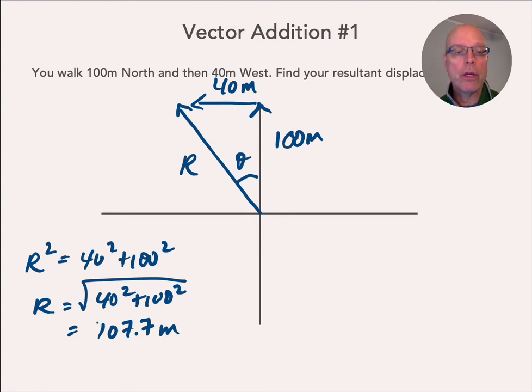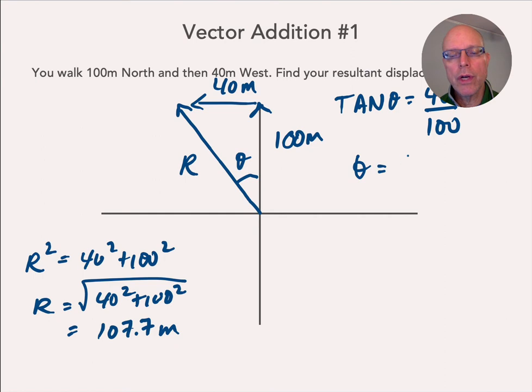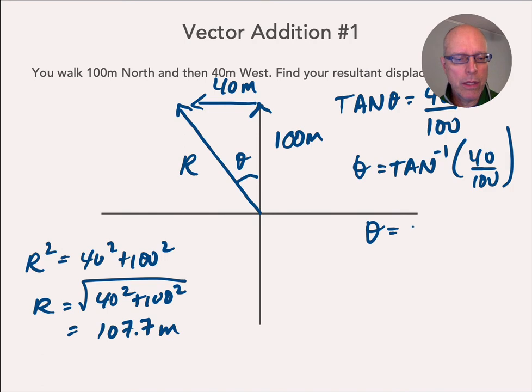The sine and cosine are going to use this hypotenuse, and that's fine. You can do it as long as you show your work. But I'm going to use tangent of theta equals opposite over adjacent. So we know that opposite is 40, adjacent here is 100, and that means if I use my inverse trig function, the angle theta is going to equal tan to the minus 1, or the inverse tangent of 40 over 100. And when I pull the trigger on that in my calculator, that gives me 21.8 degrees.